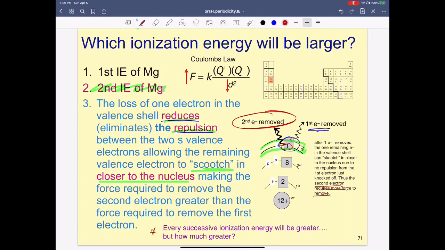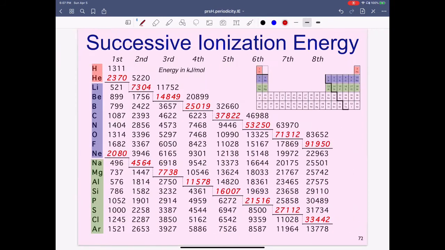Now, as I said, every successive ionization energy will be greater. But how much greater? Let's take a closer look at that. So this is a lot of numbers on one page, but notice as you go down the side in blue, that corresponds to this blue, this second period in the periodic table. Here's the first period. And then in green, I've highlighted what would be the third period.